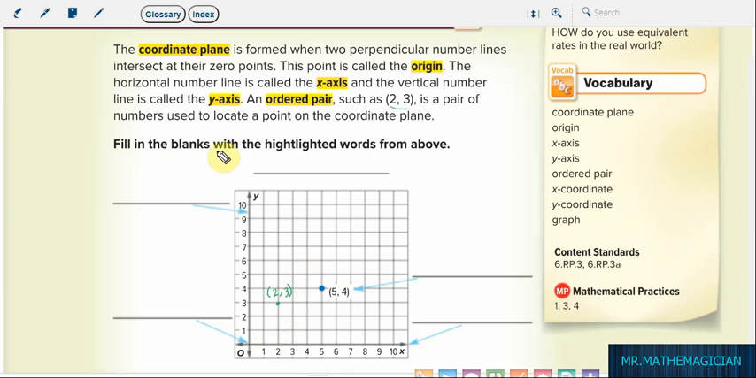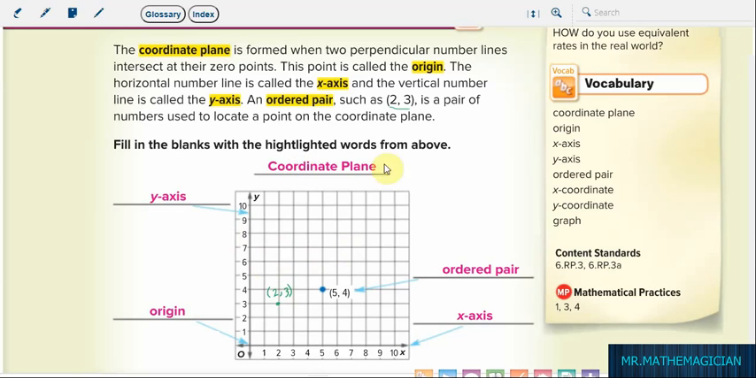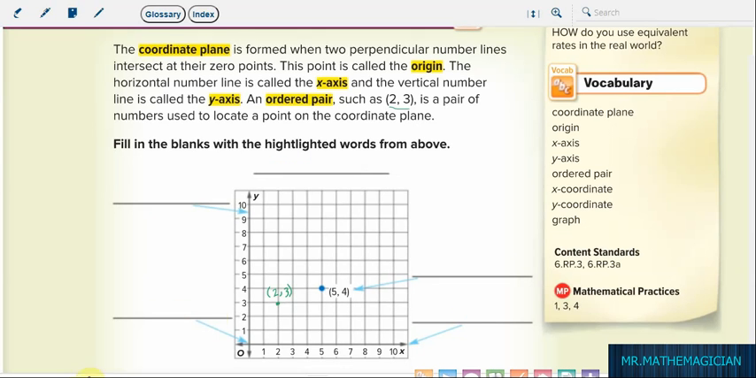Now let's fill in the blanks with the highlighted words from above. What do we call this one? Yes, this is the y-axis. This is the origin point. This is the x-axis. This is another ordered pair. And this is the coordinate plane, as you can see. Now, moving on.